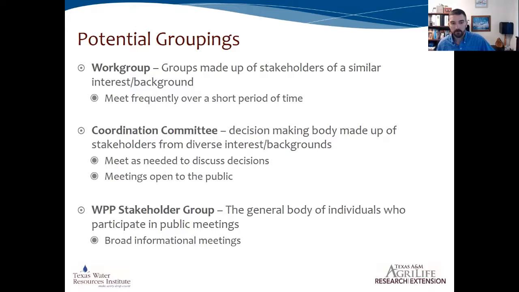And then the last is really just a general stakeholder group or watershed protection plan stakeholder group. This is just a general body of individuals who participate in public meetings, and it may be made up of people that just want to stay informed as opposed to be actively engaged in the planning process. So these are more broad informational type meetings, much like the stuff we've talked about today, where it's kind of big picture 30,000 foot elevation type content that gets presented.